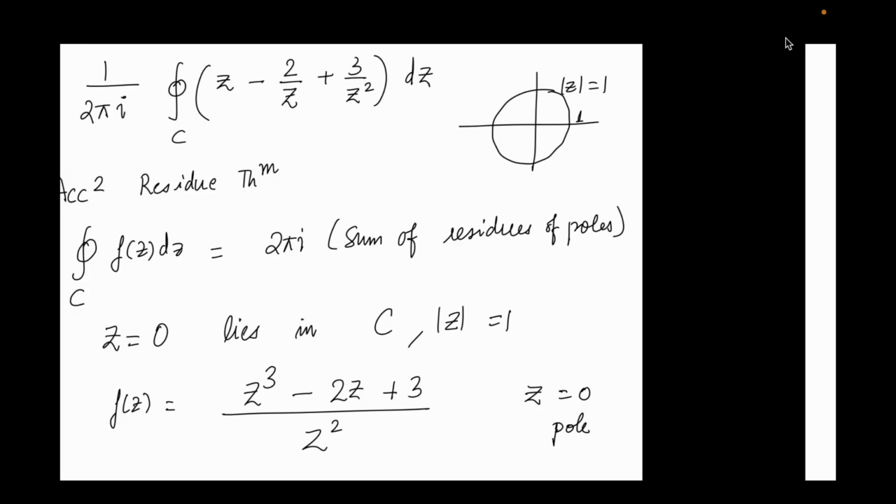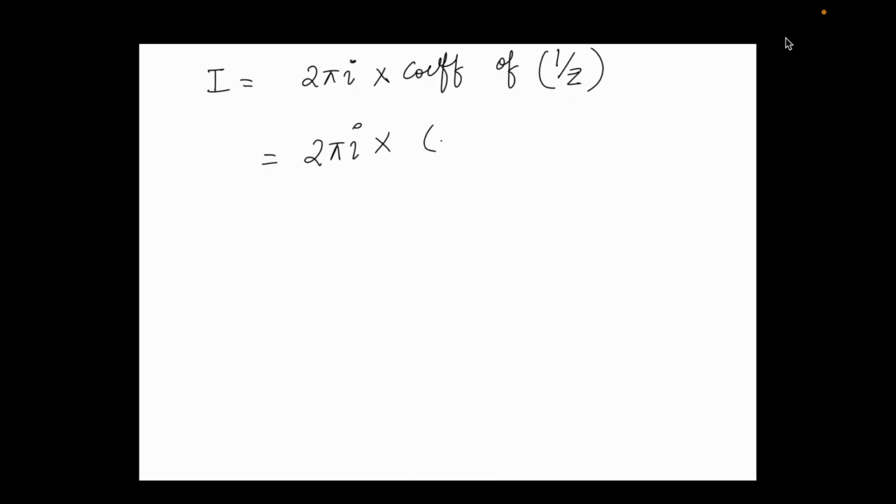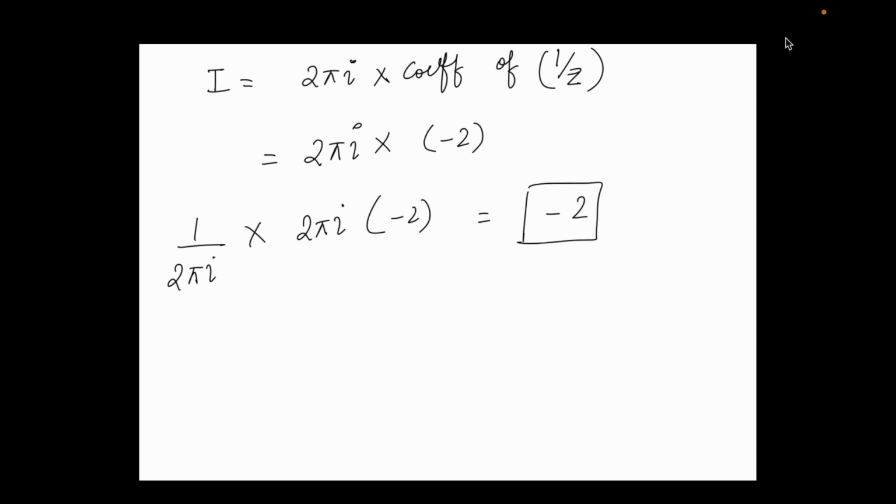Okay, now the integration of this would be 2 pi i times the residue, and the residue of this is simply the coefficient of 1 by z in the Laurent series expansion. So this is nothing but minus 2. So your total quantity would be 1 by 2 pi into 2 pi i into minus 2. So your answer has to be minus 2. Okay, so this is one of the ways, right?